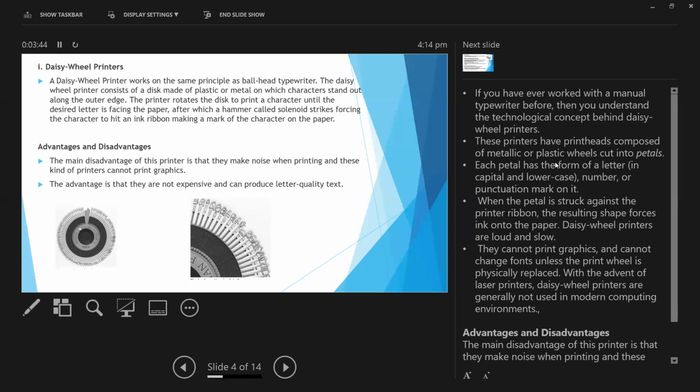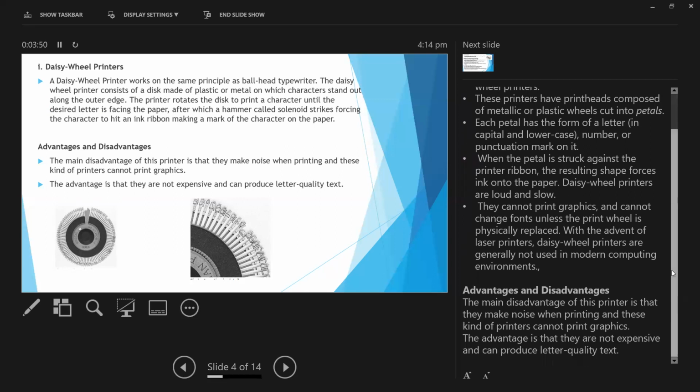With the advent of laser printers, daisy wheel printers are generally not used in modern computing environments. The main disadvantage of this printer is that it makes noise when printing, and this kind of printer cannot print graphics. The advantage is that they are not expensive and can produce letter quality text.